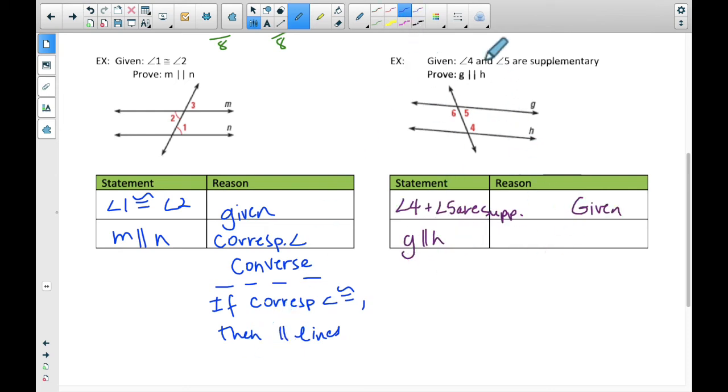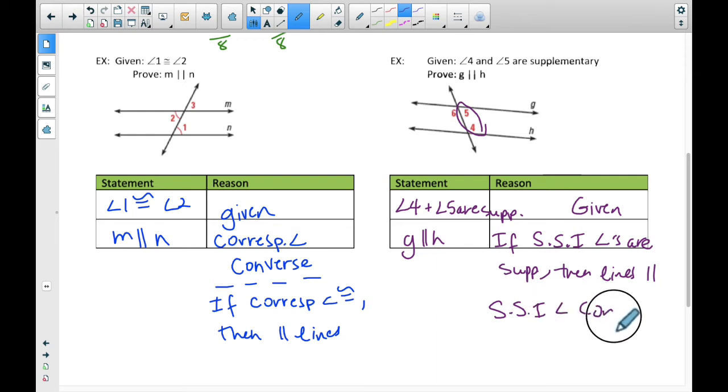Okay, next problem, angle 4 and angle 5 are supplementary. I wrote that in here, it's given. We're trying to prove that G is parallel to H. Let's look at 4 and 5. Here are 4 and 5. What kind of angles are those? Those are same side interior. So what we can say is, and I'll abbreviate this, if same side interior angles are supplementary, then the lines are parallel. Or another way to say that is a same side interior angle converse. Either way. But again, I think the way they're saying it in EdSite is this top one.